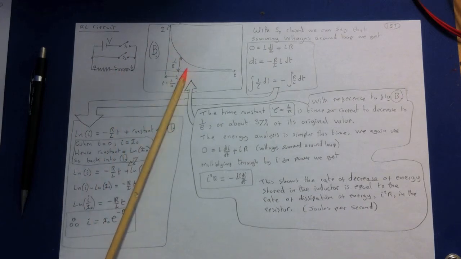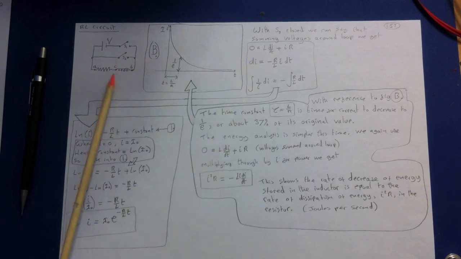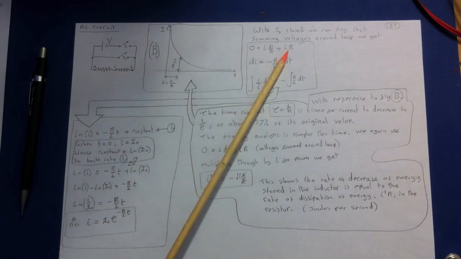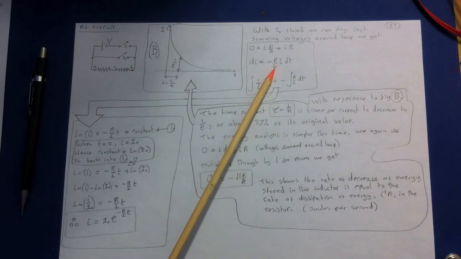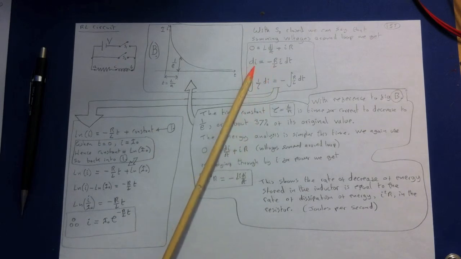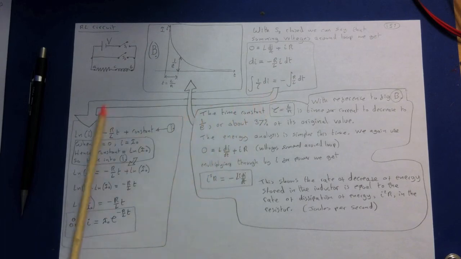So now we can say that summing voltages around the loop, we get the voltage over L plus the voltage over R, IR. We'll sum up and rearrange, so we've got dI over I equals minus R over L dt. Then of course you can see here we'll be able to get I in terms of some function of t, because we can just integrate both sides. So we'll do that, and then we come all the way down here.